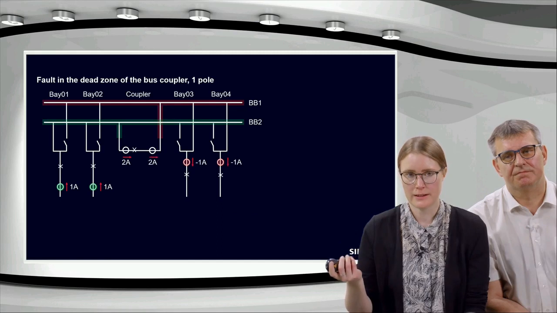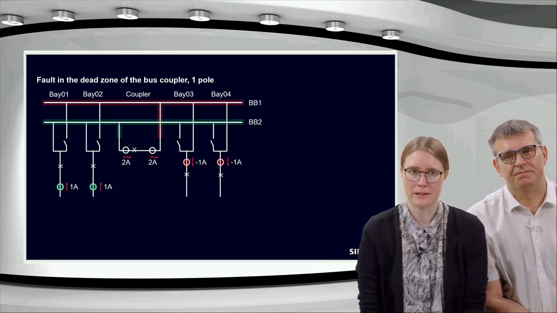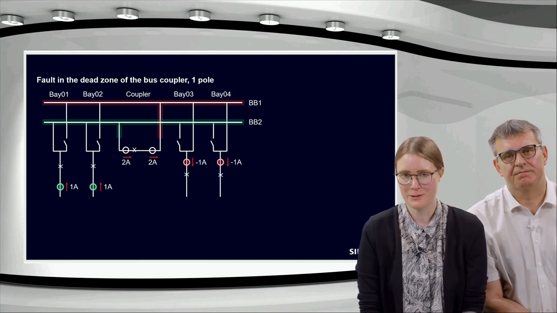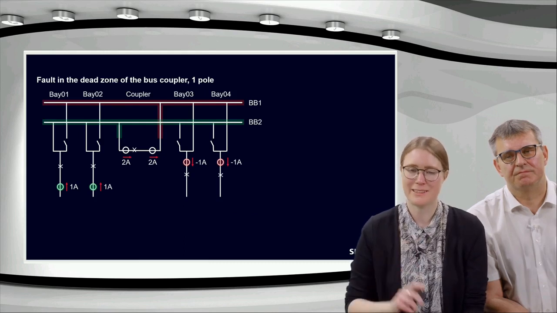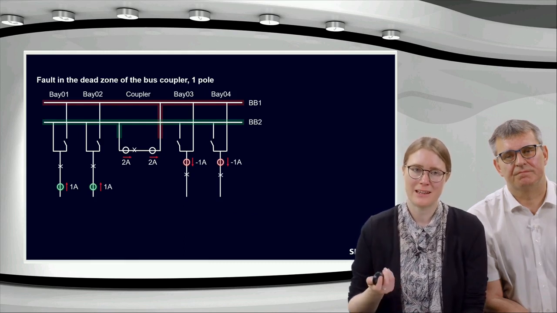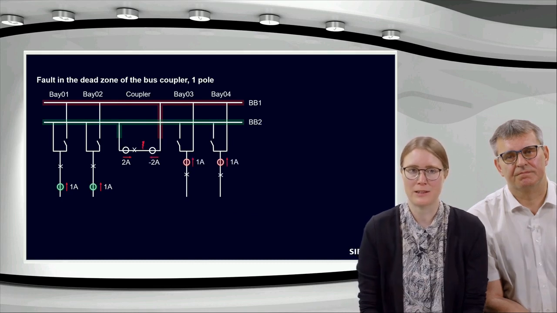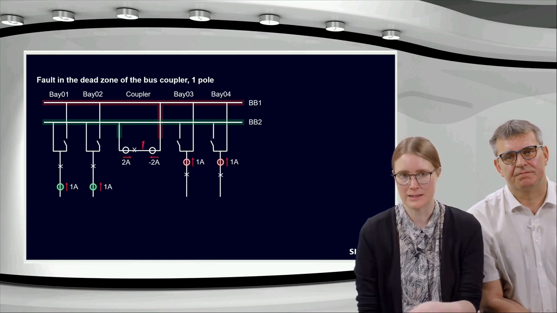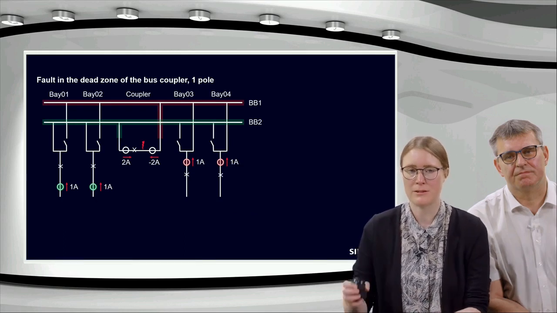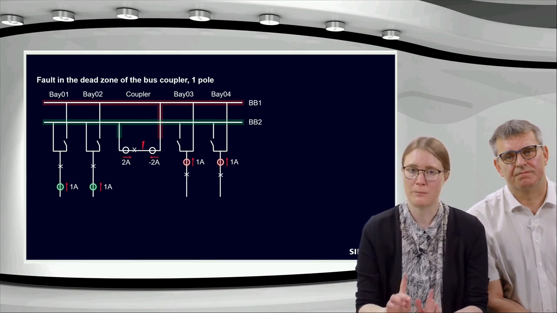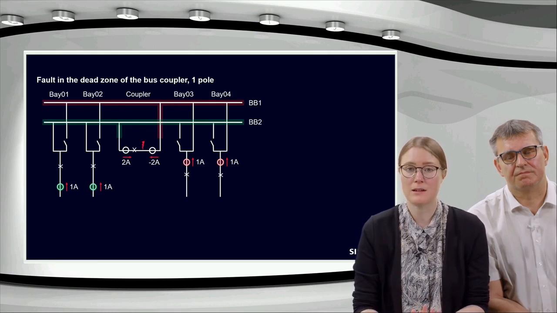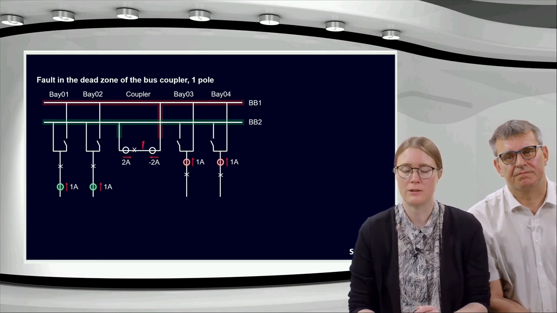The second coupler fault I want to demonstrate is almost the same, but 1-pole. So here, completely same pre-fault conditions. And now the direction of the current in bay 3 and 4 are changing and in the right coupler CT. And now current is flowing towards the fault from both busbars, but in this case only one phase, so only for phase A.